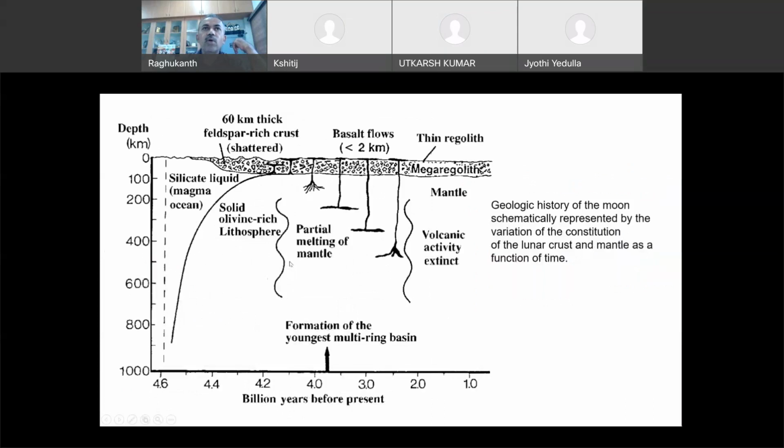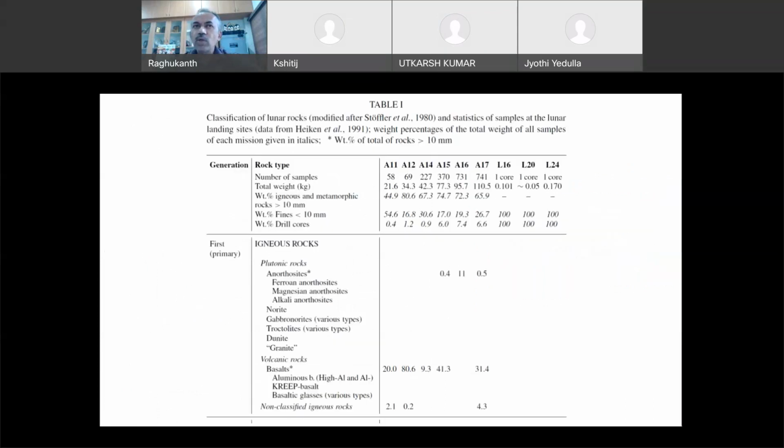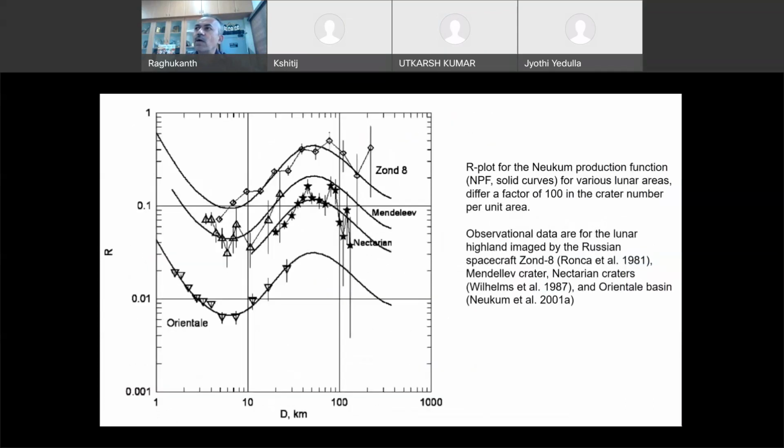So anyway, this is more lunar. Now the advantage of these production functions is that you can say which is young and which is old. You can easily make out, like this may be old, this may be young. The Oriental may be young, Nectarian may be here, Mendeleev, Zond 8. So obviously the relative ages can be estimated, which is the younger one, which is the oldest one. You can easily estimate from these graphs. Okay, only relative age we can get.